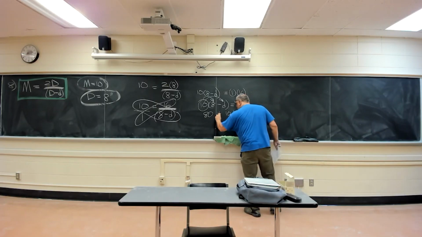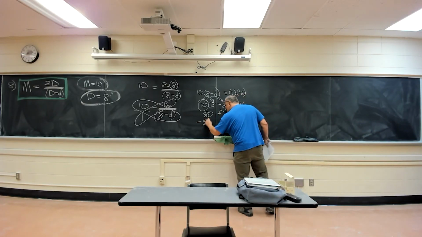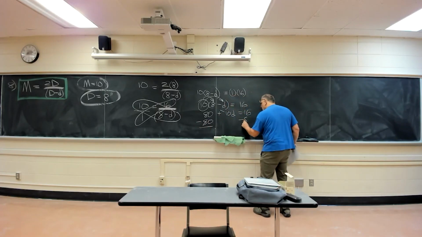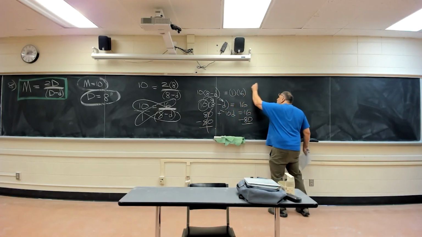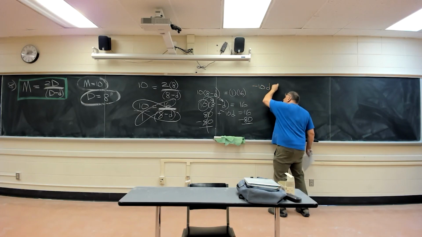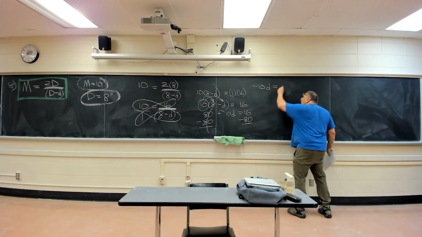Minus 10D is plus the opposite of 10D. Let's subtract 80 on each side, or add a negative 80 on each side. This and this.